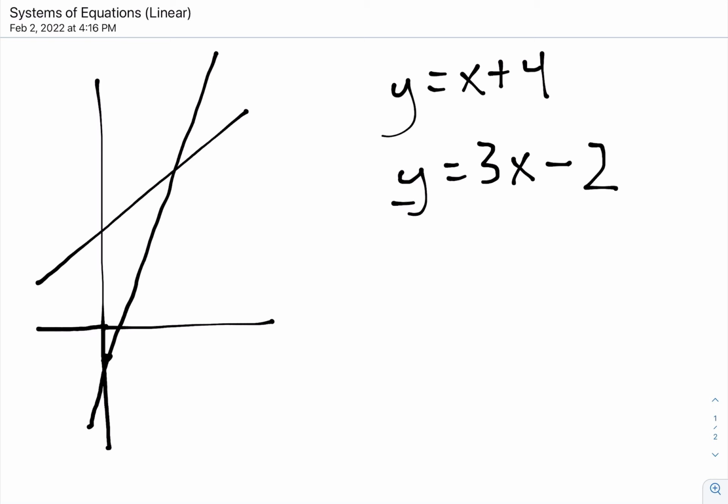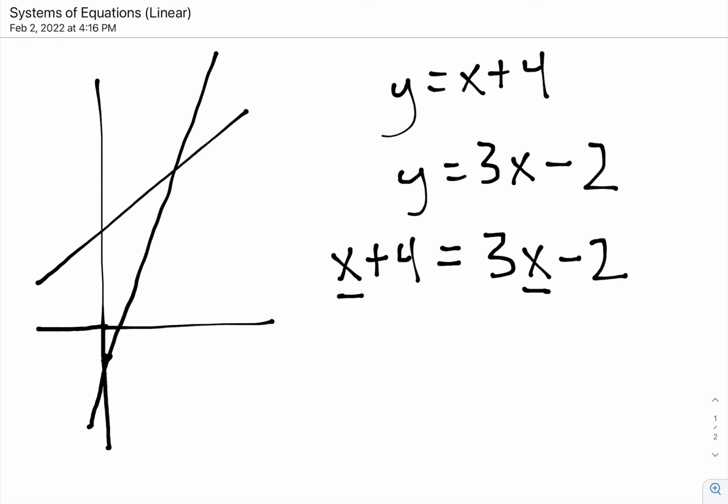So instead of writing y in the second equation, what can we write? Well, we know that x plus 4 is the exact same thing as y, because we isolated for what y was. So instead of y, I'm going to write x plus 4 equals 3x minus 2. Now, once we have this set up, it's just a matter of isolating our variable. See how we only have one variable now? That's because we got it down to only one equation. If we have one variable and one equation, we can solve for that variable.